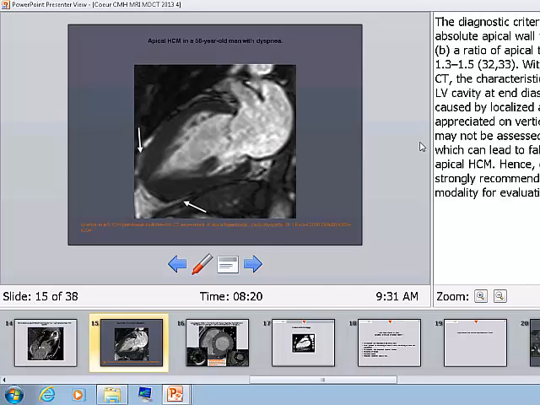The diagnostic criterion for apical HCM is an absolute apical wall thickness of more than 15 millimeters, or a ratio of apical to basal LV wall thickness of 1.3 to 1.5. With MR imaging and MDCT, the characteristic spade-like configuration of the LV cavity at end diastole, a configuration that is caused by localized apical hypertrophy, is very well seen on a vertical long axis view. Cardiac MR and MDCT are strongly recommended and are the optimal imaging modalities for evaluation of this apical HCM.